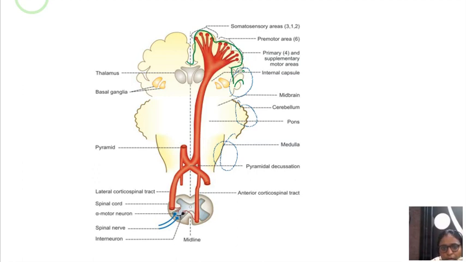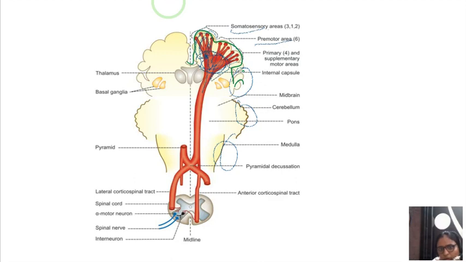Like I told you, the pyramidal tract originates from your primary motor area. This is your primary motor area, this is your premotor area, this is your supplementary motor area, and this is your somatosensory area, areas 3, 1, 2. So it originates from here and other parts of the frontal lobe, and then descends downwards. It forms a corona radiata, a fan-like structure.